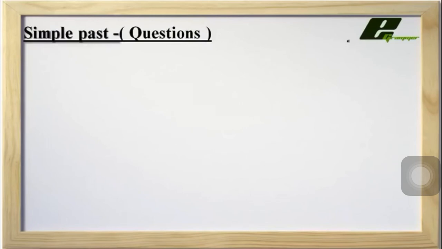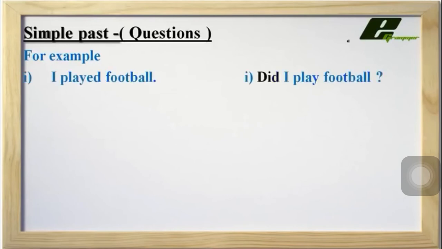Now, let us jump to the questions of simple past tense. I'll directly tell you with an example so you'll get it much better. For example, I played football. Now remember, when we use did in simple past tense, what we have to keep in mind is we have to use the base form of the verb. Here is a verb and here is also a verb, but this is a past form and this is the base form of the verb. Why are we using the base form of the verb? Just because we have used did here.